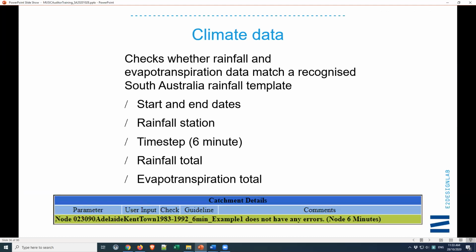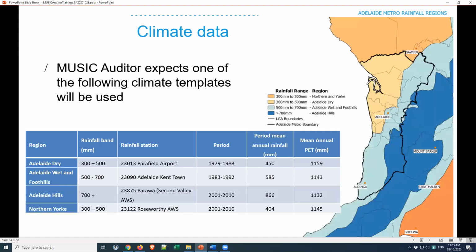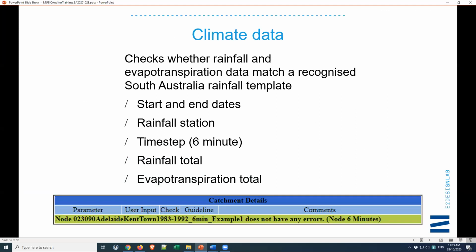But the auditor basically will check whether the template used fits one of these four at the present time, and it will flag it if it fails that check. It'll check whether the rainfall and the EVAP data match. It'll check the start and end dates, and it will check the time step is 6 minutes. And essentially, if any of these fail, it will flag it.